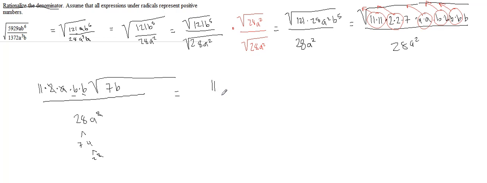So I think my final answer, if I don't mess this up, I'm still going to have an 11. I'm going to have a b squared on the outside. I'm going to have a square root of 7b on the inside. And I'm going to have a 14a on the denominator spot.